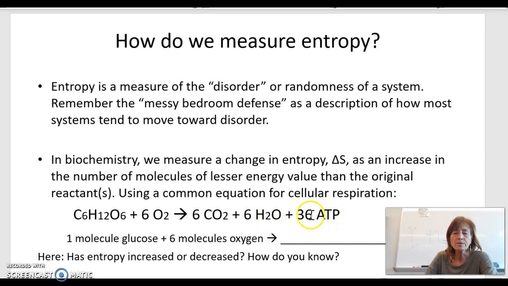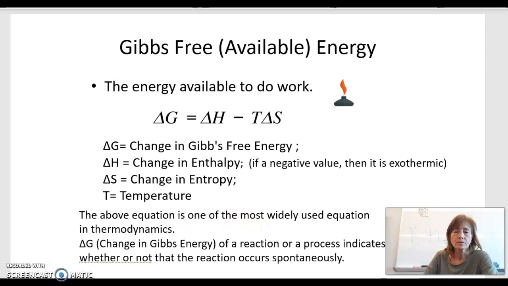And this is what happens to some of that energy: it gets captured into these 36 molecules of ATP. So disorder is increased on the right-hand side. We go from 1 very ordered molecule plus these 6 oxygen to a lot of molecules, and these two in particular are low energy value. So we see an increase in entropy.